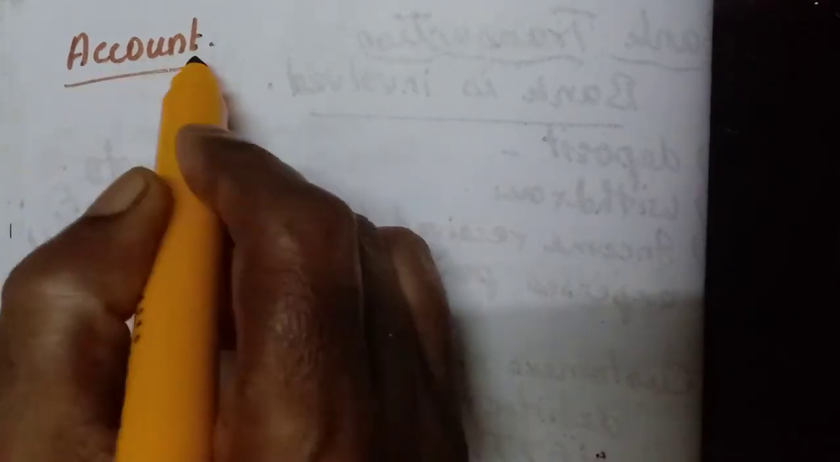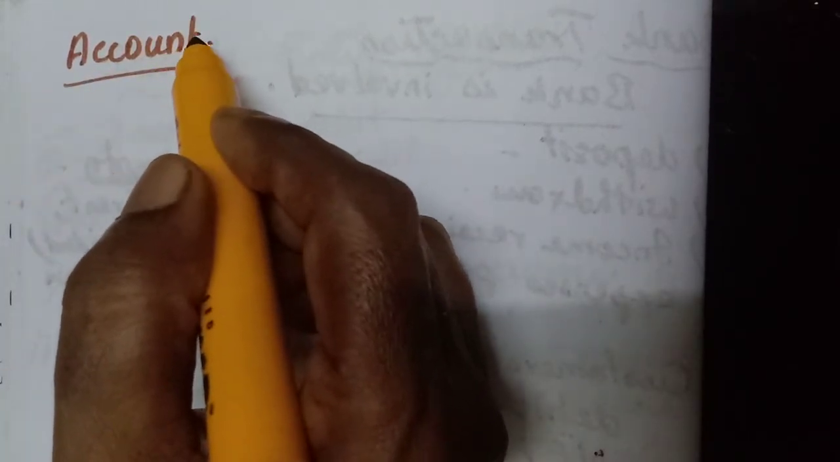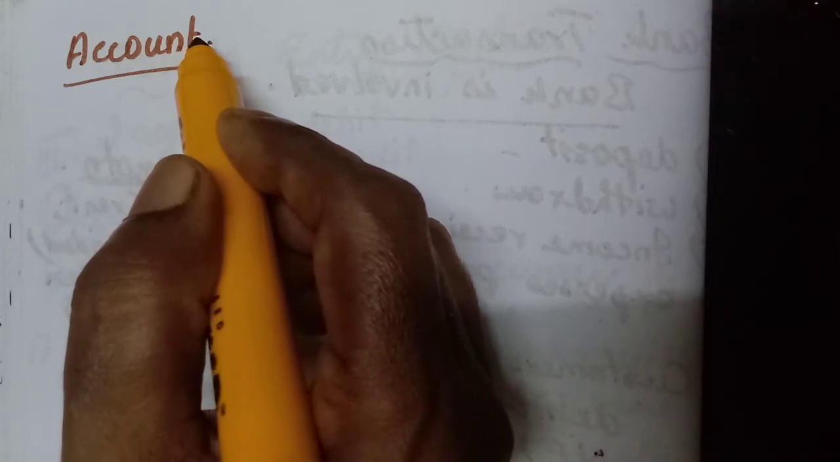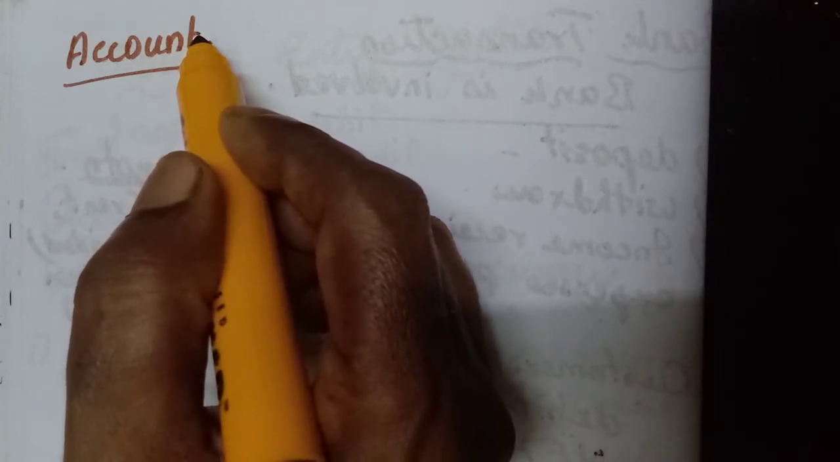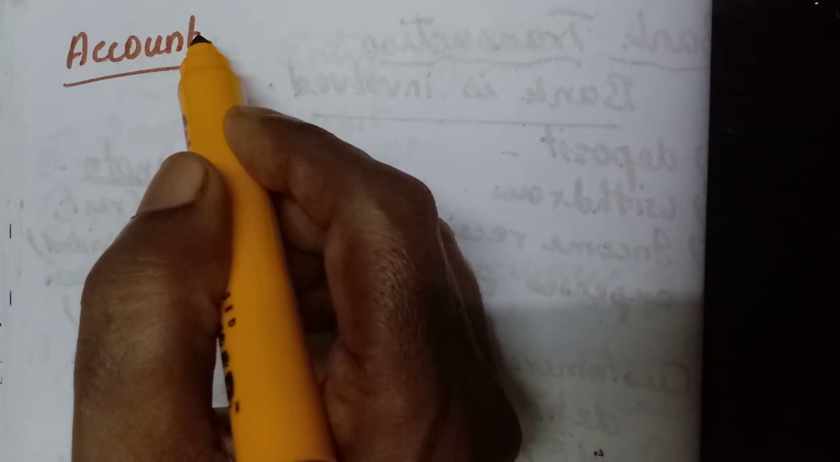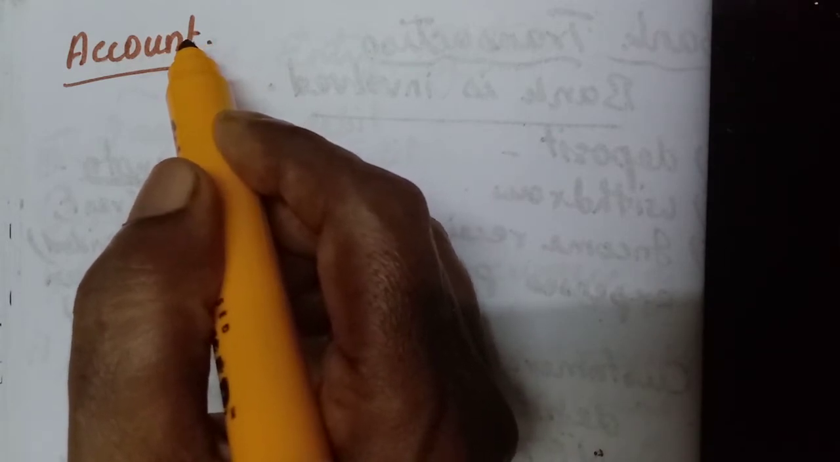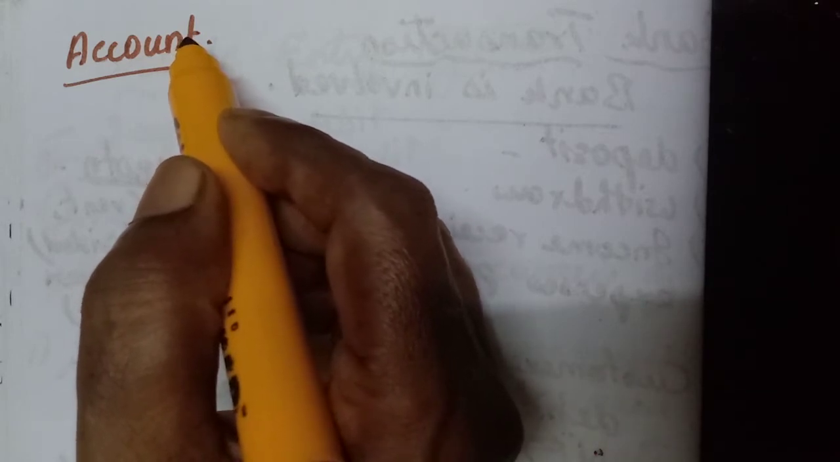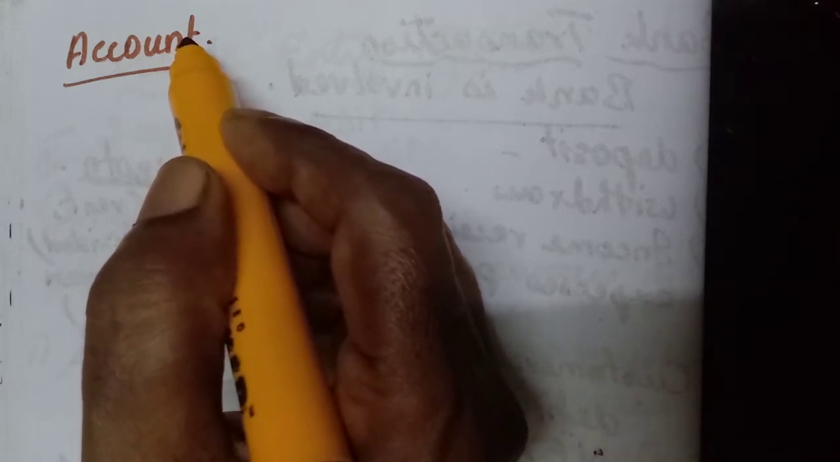In another way also we can explain this word account. In ordinary usage we use this word, for example, we will close his account. We say my account is closed in the bank, isn't it? What is entered in our account? All the things are summarized in our account.